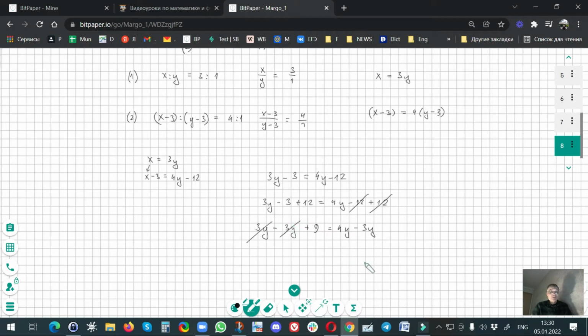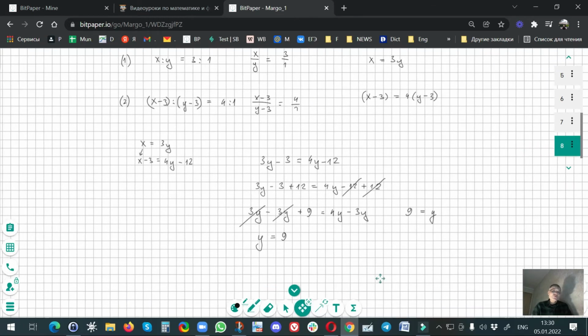And finally, we arrive at 9 equals y. This is our answer exactly for y. Y is equal to 9. And then the only thing which remains to us is to plug it into the last remaining equation, which is x equals 3y, which gives me x equals 3 times 9, which is 27.